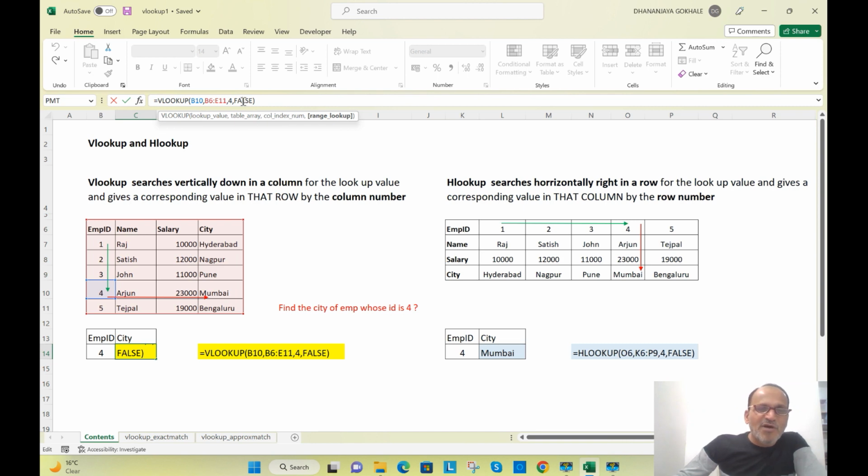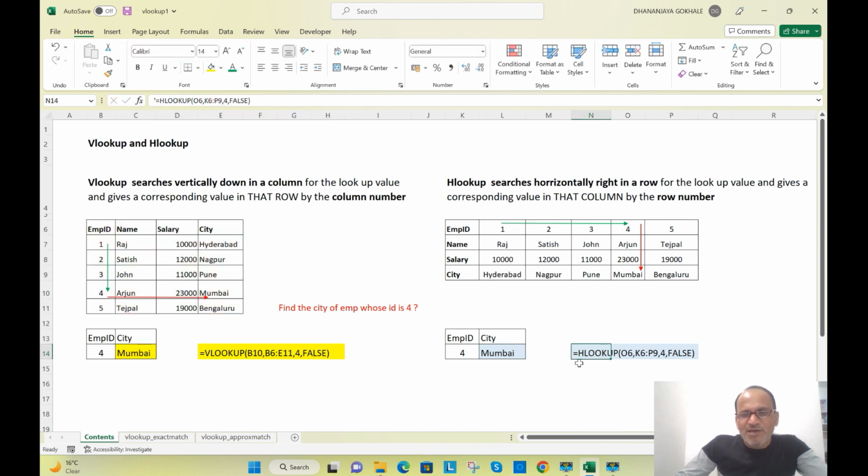FALSE means exact match. If you write TRUE here, it would mean approximate match. We'll look at the details later on. Here, just to display and explain what VLOOKUP is, we are going to see the formula in detail in a while, just in a minute. In the meantime, let us take a look at the HLOOKUP formula, similar to this, nothing different.